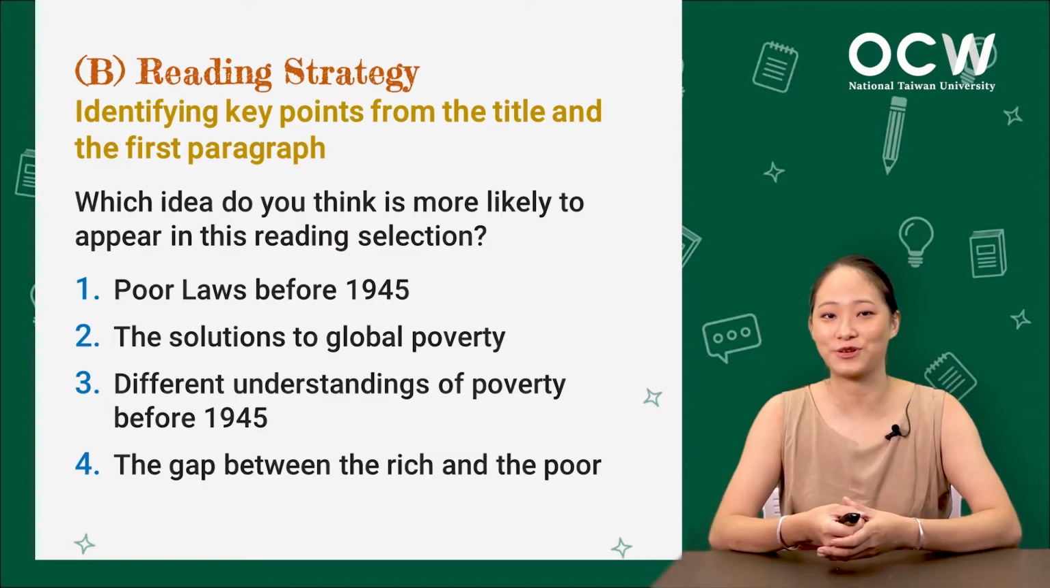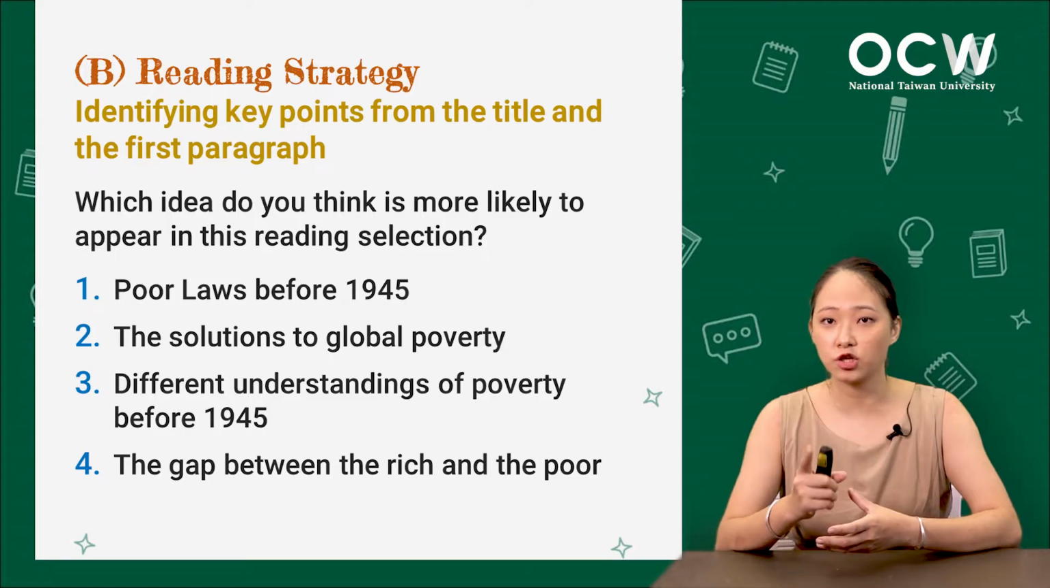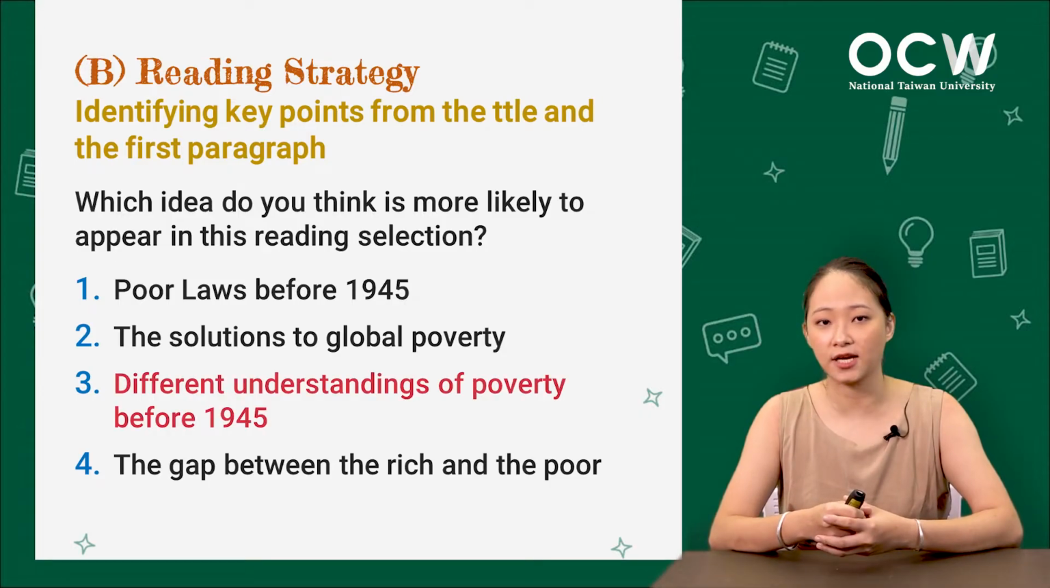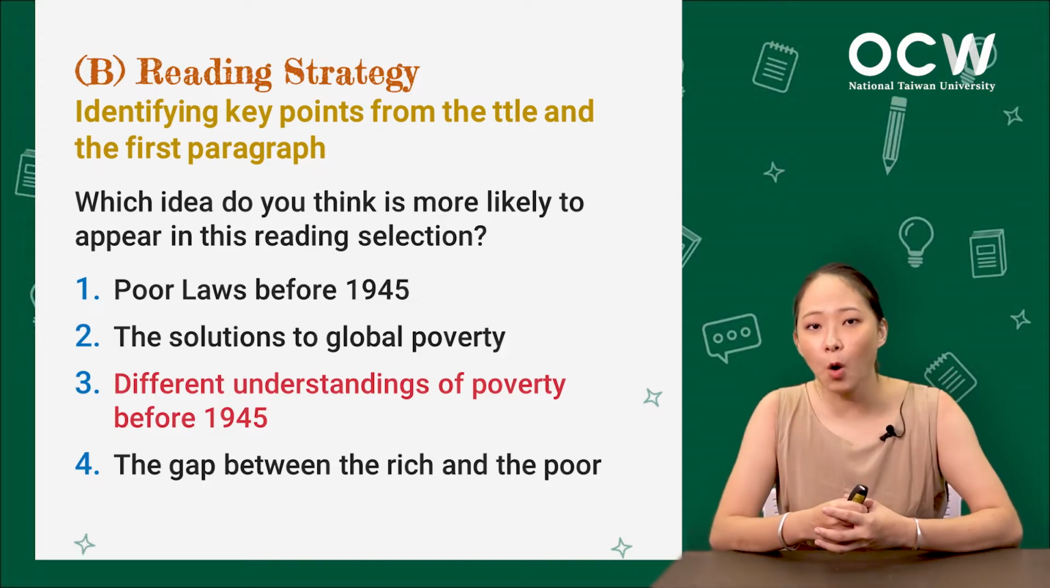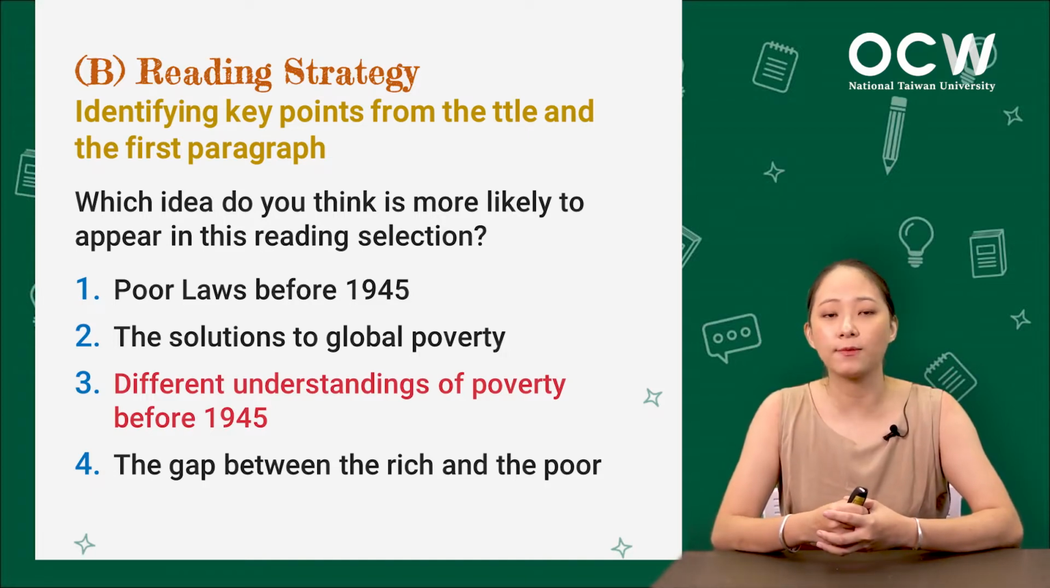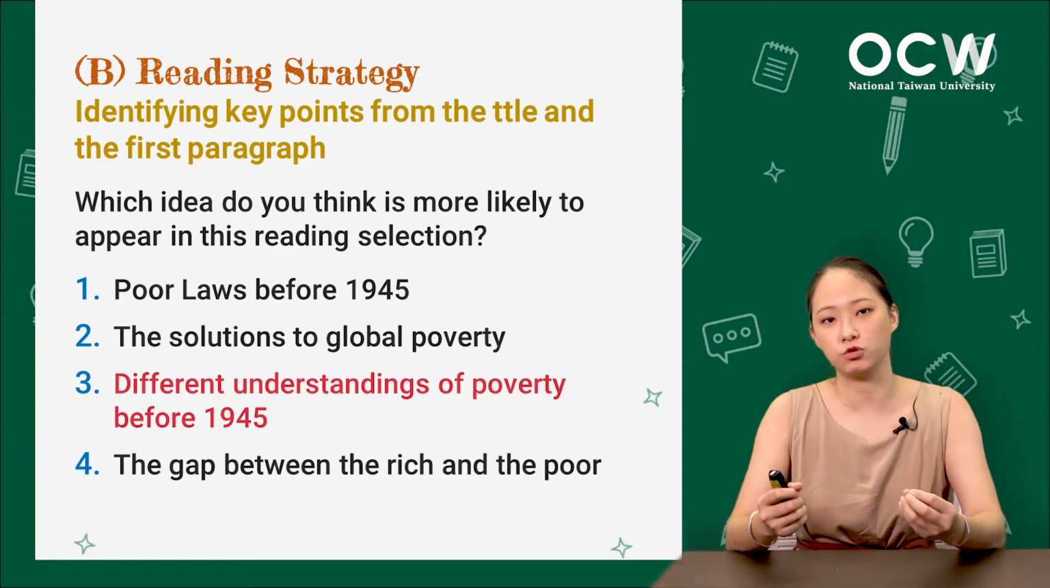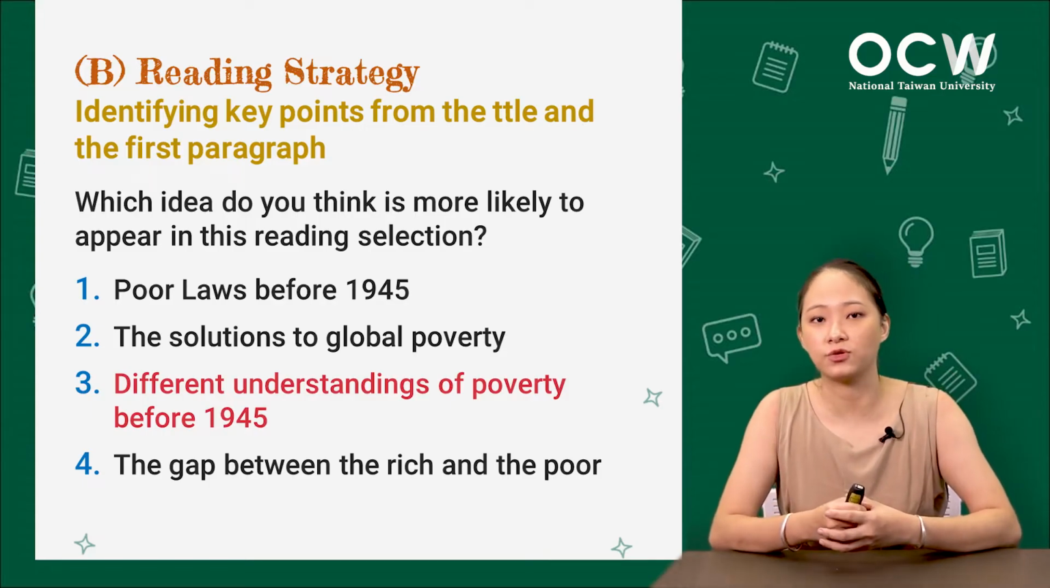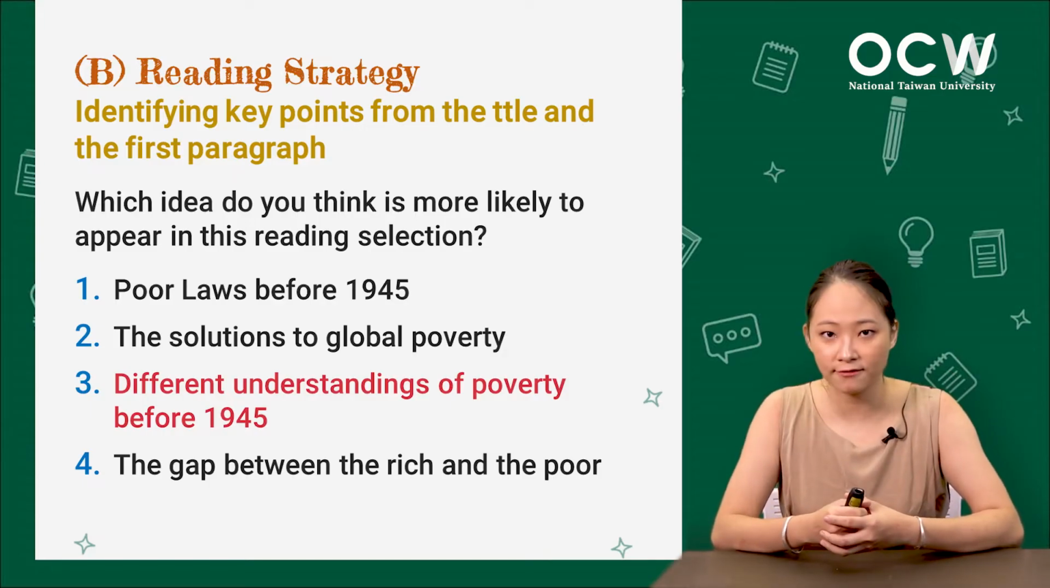And so the answer should be quite simple. The best title suited for the introductory paragraph should be option 3, different understanding of poverty before 1945. And as you can see, from the smaller supporting details, we were able to draw a small conclusion on which title is best suited to summarize the paragraph.